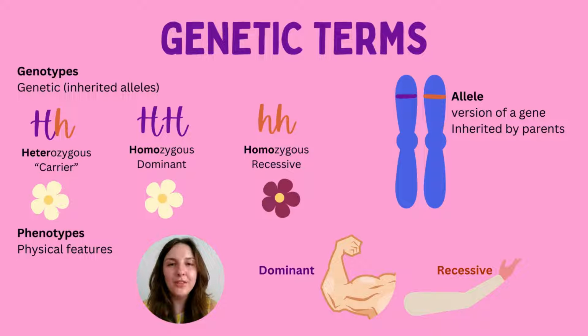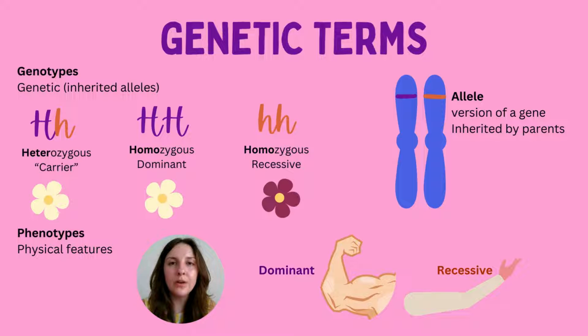So heterozygous, you can see we have two letters. We've got a capital H and a lowercase h. The capital H and the lowercase h represent the two alleles. So you can see here we've got two alleles, one from mum, one from dad, and they've been inherited. Now, because one of them is capitalized, that represents a dominant allele, and the other one that's lowercase is representing a recessive allele. So if you've got one of each, we call this a heterozygous genotype.